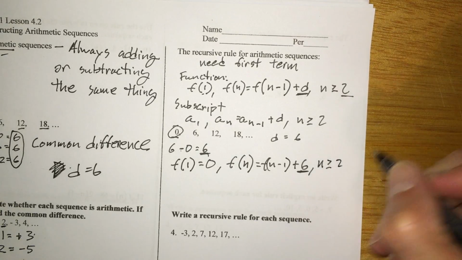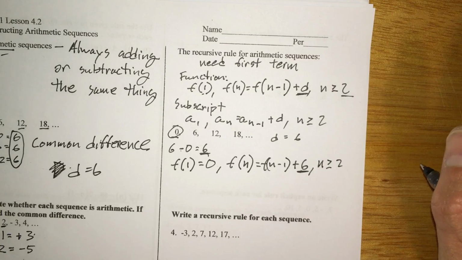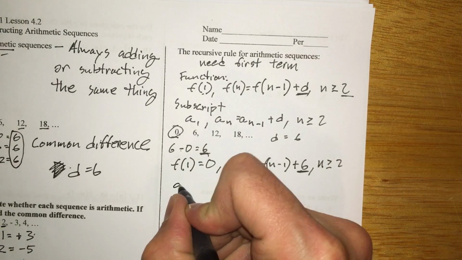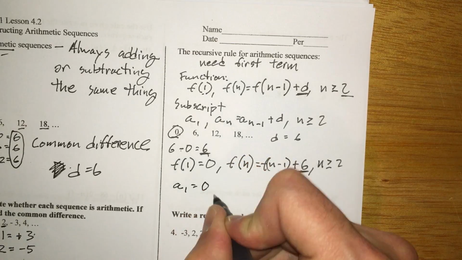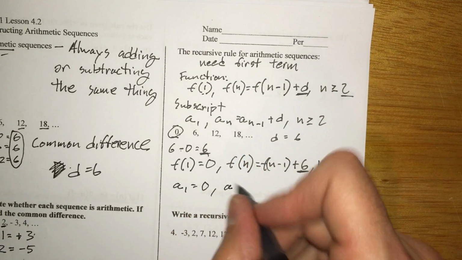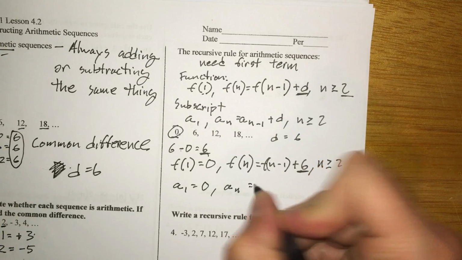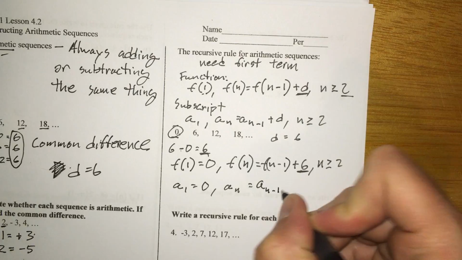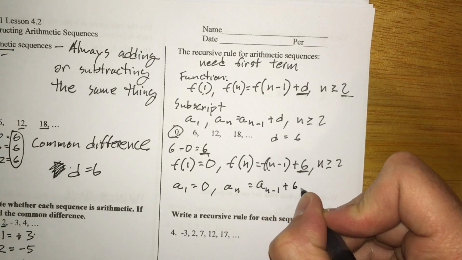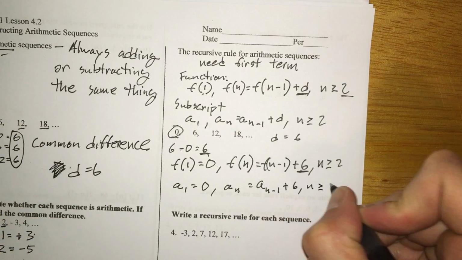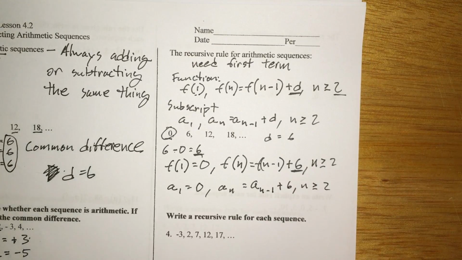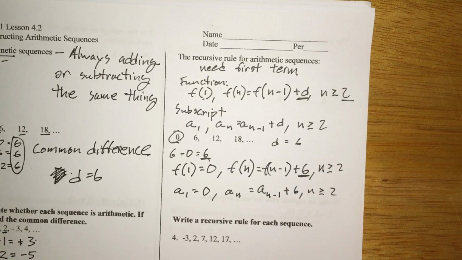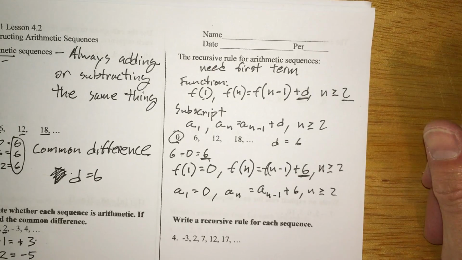n is greater than or equal to 2. Okay, you guys good? All right, so if we did that in subscript notation, it would look really similar, except it would just say a sub 1 equals 0, a sub n equals a sub n minus 1 plus 6, and n is greater than or equal to 2. So it's all the same thing, and honestly, the only thing you're replacing is d. You're just replacing d. That's it for your recursive rule.